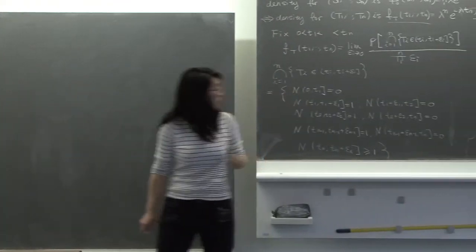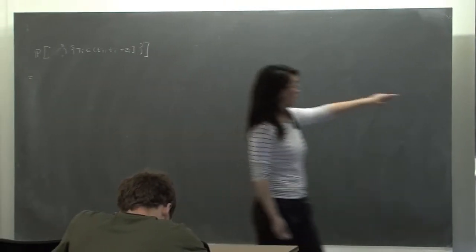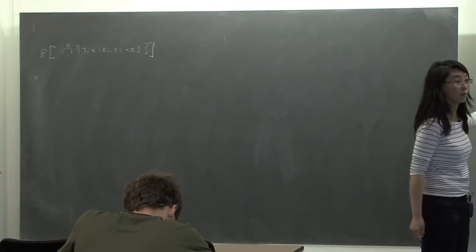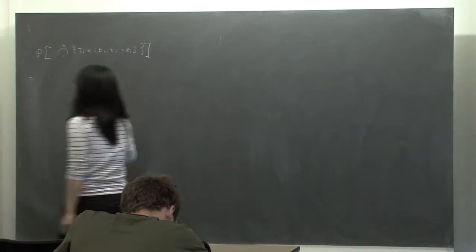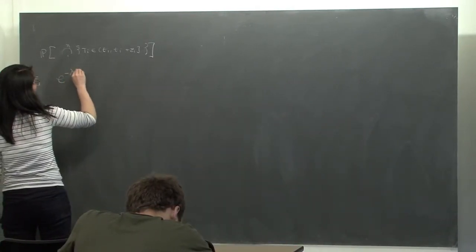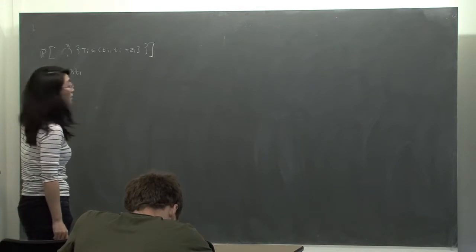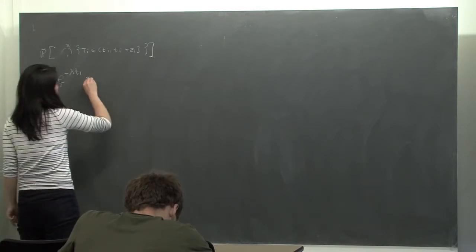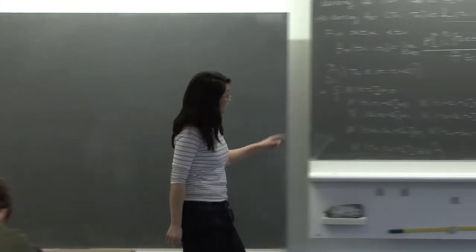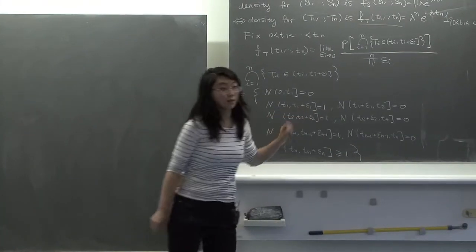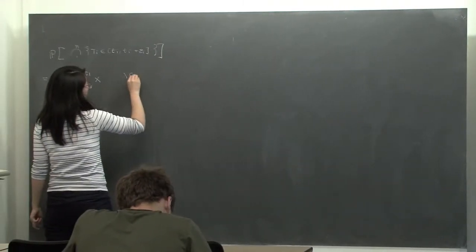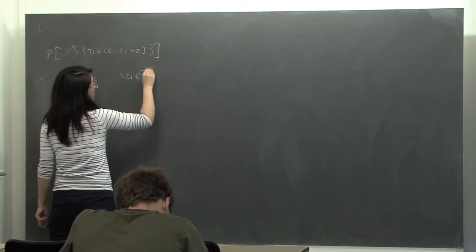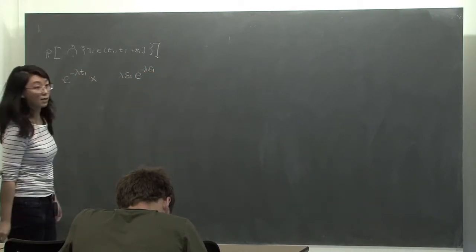So the first one, from 0 to T1, there's no customer. And we know that this satisfies the law of Poisson random variable. So this Poisson random variable equals 0. The probability is e to the minus lambda T1. So this is the probability for the first event. And for the second, this random variable equals 1, and the intensity is lambda times epsilon 1. This is the probability of the second event.